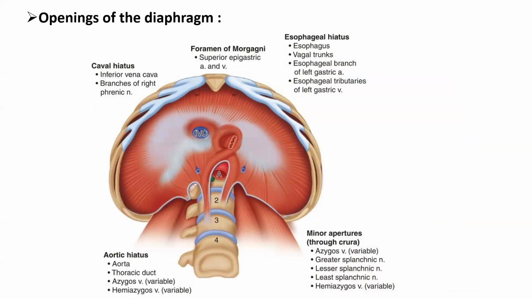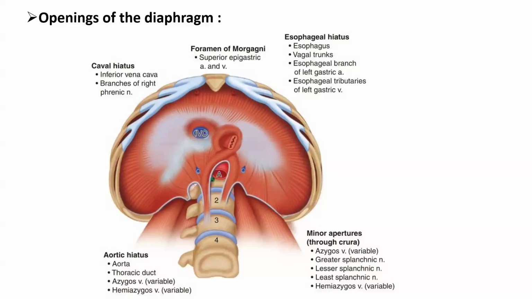The diaphragm has three major openings. The first is the caval hiatus, which lies at the level of the T8 vertebra in the central tendon. It allows the passage of the inferior vena cava and branches of the right phrenic nerve. The next is the esophageal hiatus at the level of the T10 vertebra, bounded by muscle fibers derived from the right crus or the left. It allows the passage of the esophagus, the right and left vagal trunks, the esophageal branches of the left gastric vessels and the lymph vessels.